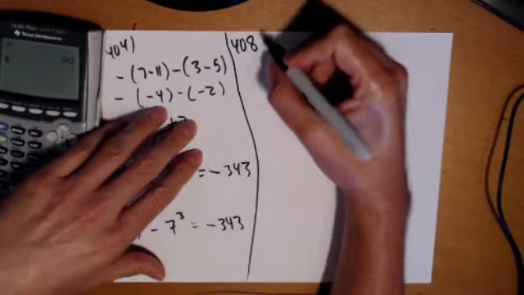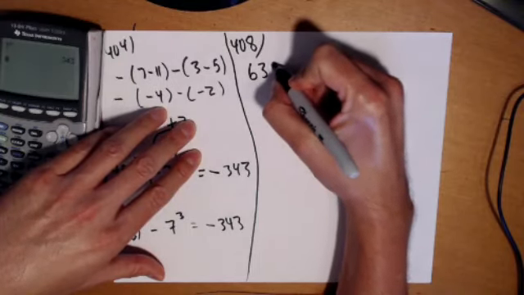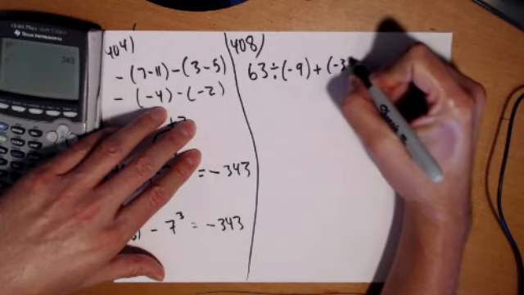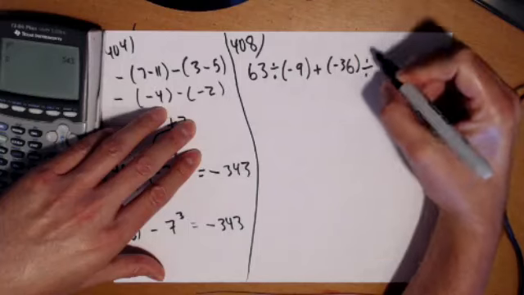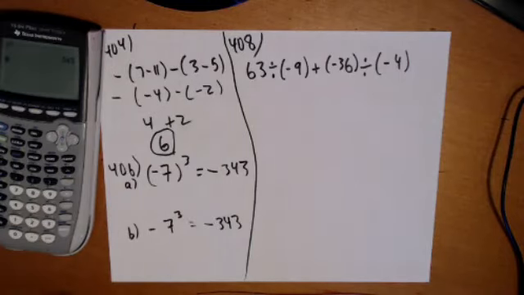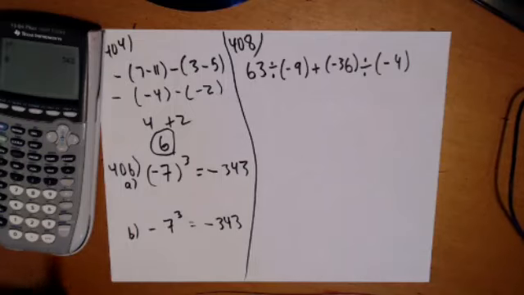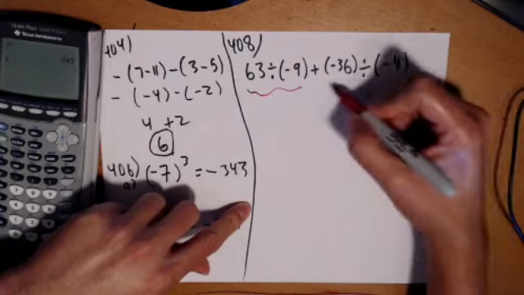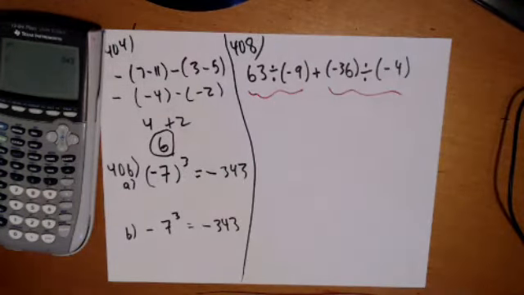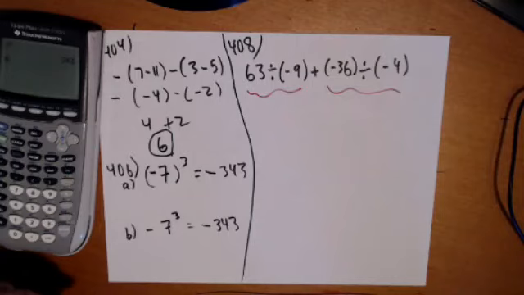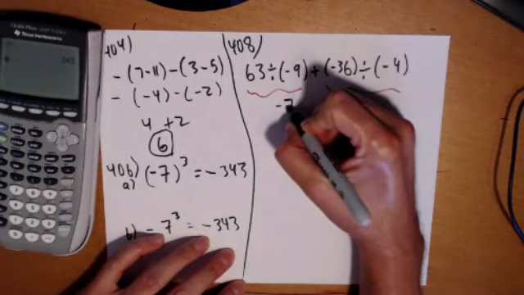408. We have 63 divided by negative 9 plus negative 36 divided by, oh my gosh, negative 4. Okay, so we need to do all multiplications and divisions before any additions and subtractions. So when I see this problem, tell me if you see this also. There's a plus sign right here. The plus sign separates worlds. So I see this world and I see this world. So 63 divided by 9, 7 times 9 is 63, so 63 divided by 9, positive, negative, so negative 7.